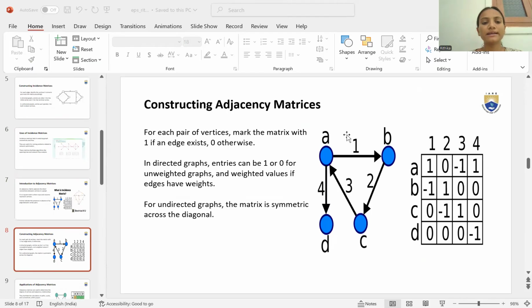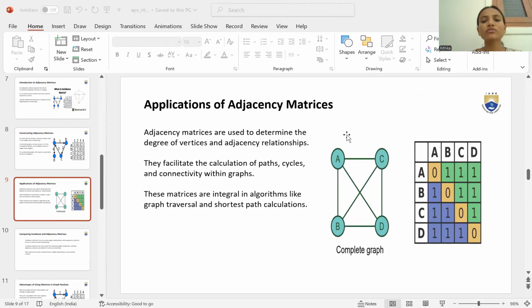Constructing an adjacency matrix. For each pair of vertices, mark the matrix with 1 if an edge exists, 0 otherwise. In directed graphs, entries can be 0 or 1 for unweighted graphs, and weights for weighted graphs, if edges have weights. For undirected graphs, the matrix is symmetric across the diagonal. Applications of adjacency matrices in our day-to-day life. Adjacency matrices are used to determine the degree of vertices and adjacency relationships. They facilitate the calculation of paths, cycles, and connectivity within graphs. These matrices are integral in algorithms like graph traversal and shortest path calculation.